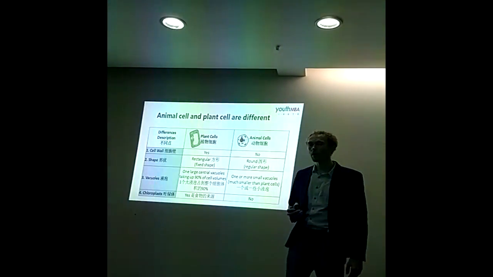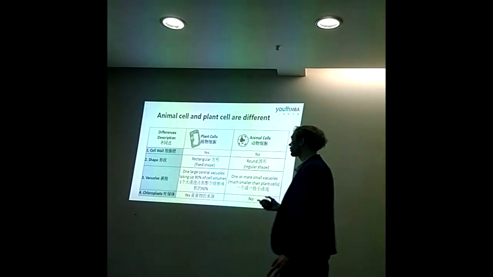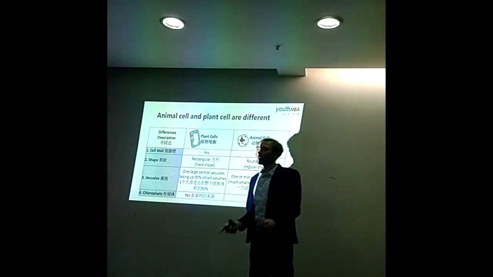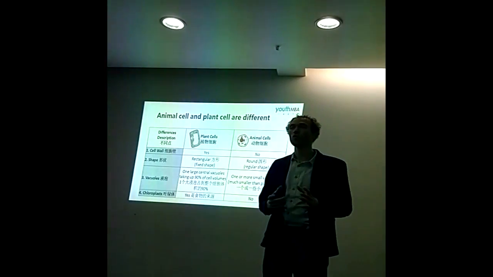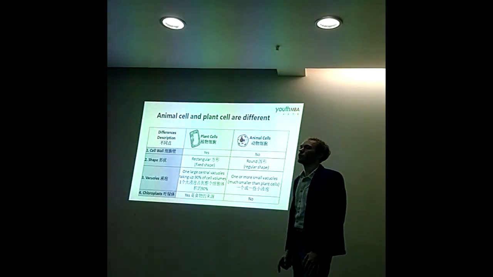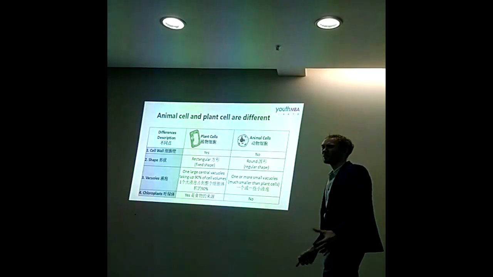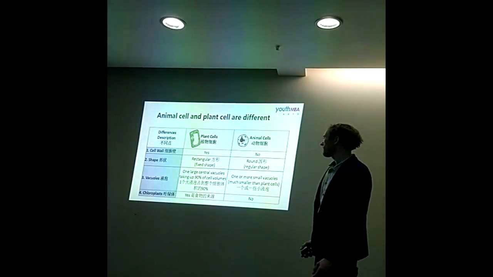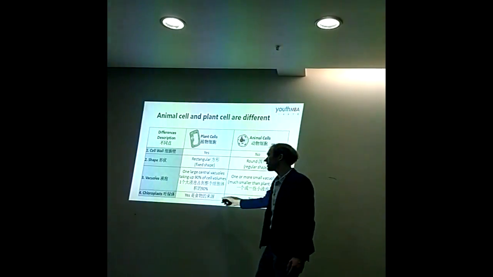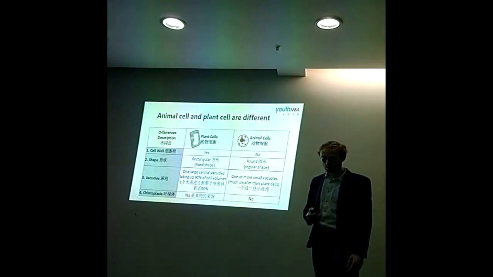Like a watermelon, you know the watermelon? Watermelons have really, really huge vacuoles, and that's why they have so much water. Animal cells have vacuoles, but they're very, very little, very small. So it's kind of nothing special, not a big one. And the chloroplast is just in a plant cell, and there is no chloroplast in an animal cell.